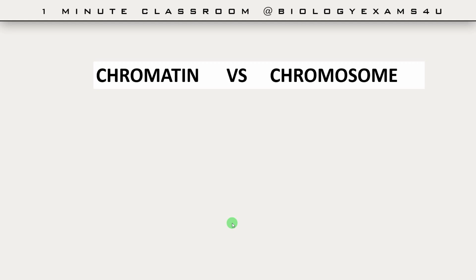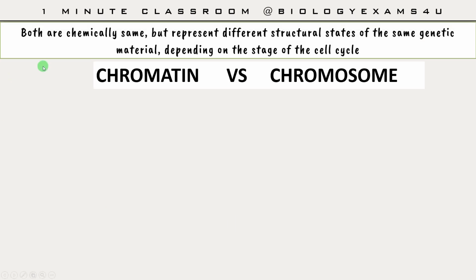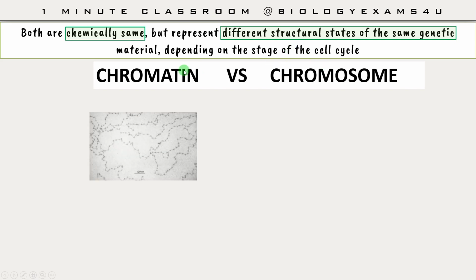Understanding of these terms, chromatin and chromosome, is very crucial in understanding cell division, that is mitosis or meiosis. The most important point is, both are chemically same but represent different structural states of the same genetic material, that is DNA complex with proteins, depending on stages of the cell cycle. Now let us see chromatin and chromosome.